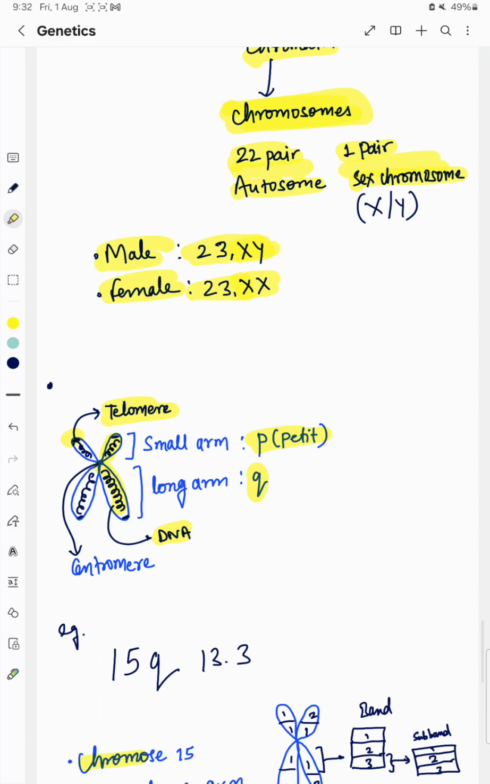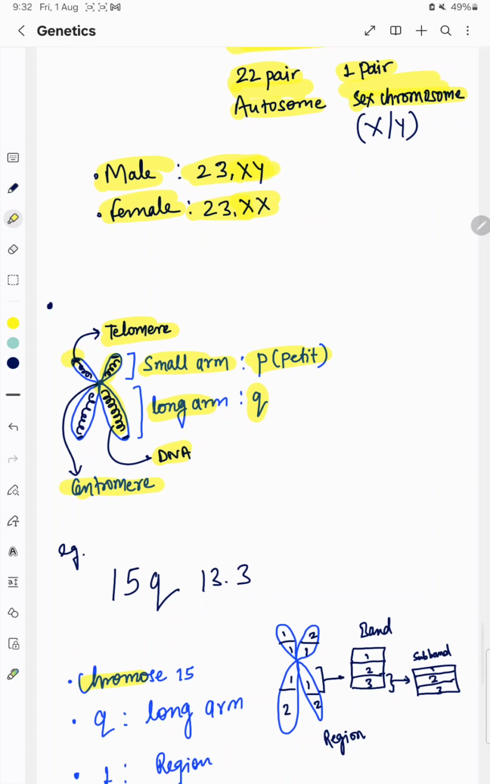This is a diagrammatic representation of a chromosome in which the small arm is denoted as P and the long arm is denoted as Q. Chromosome is composed of DNA. The central structure is known as the centromere, and the ends of the chromosome have the telomere. They help in cell division.